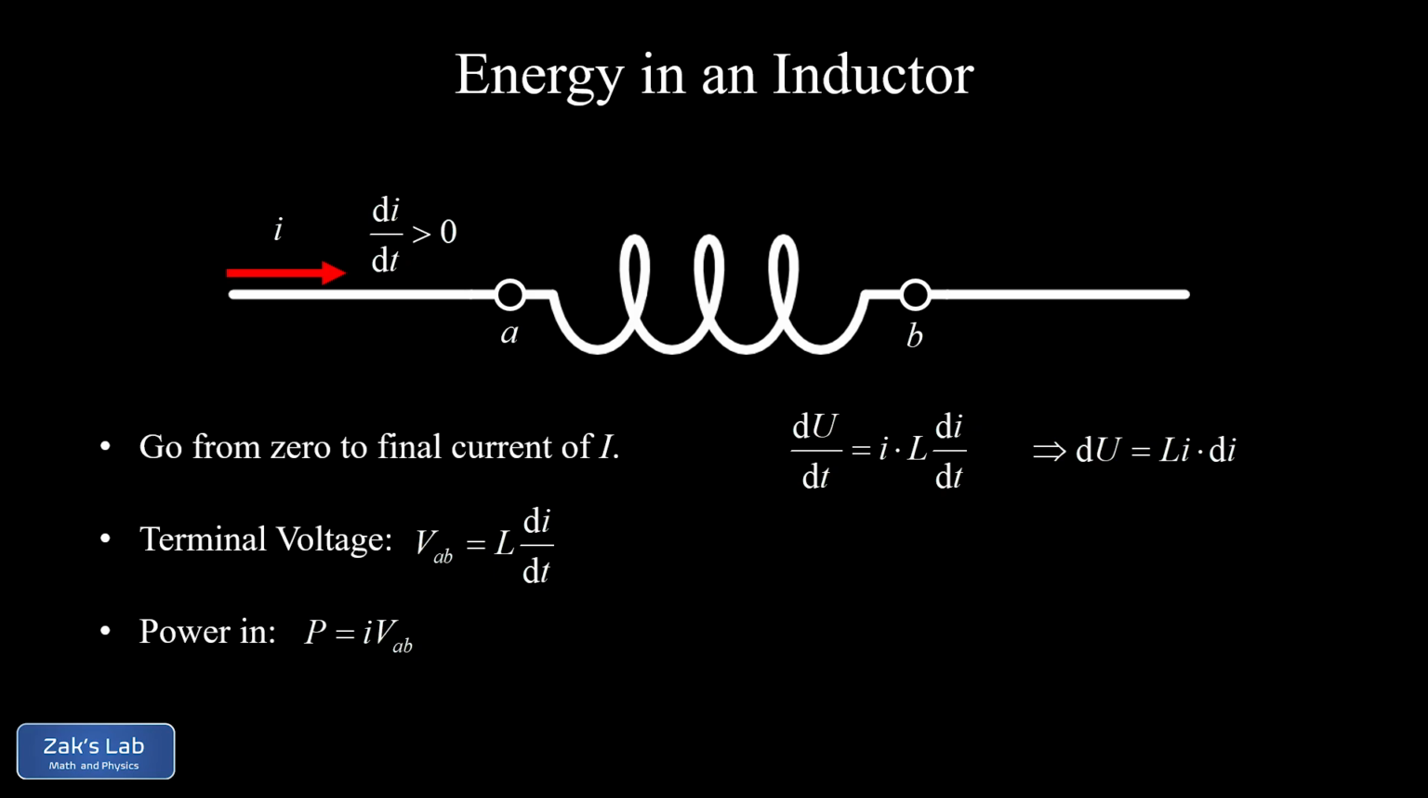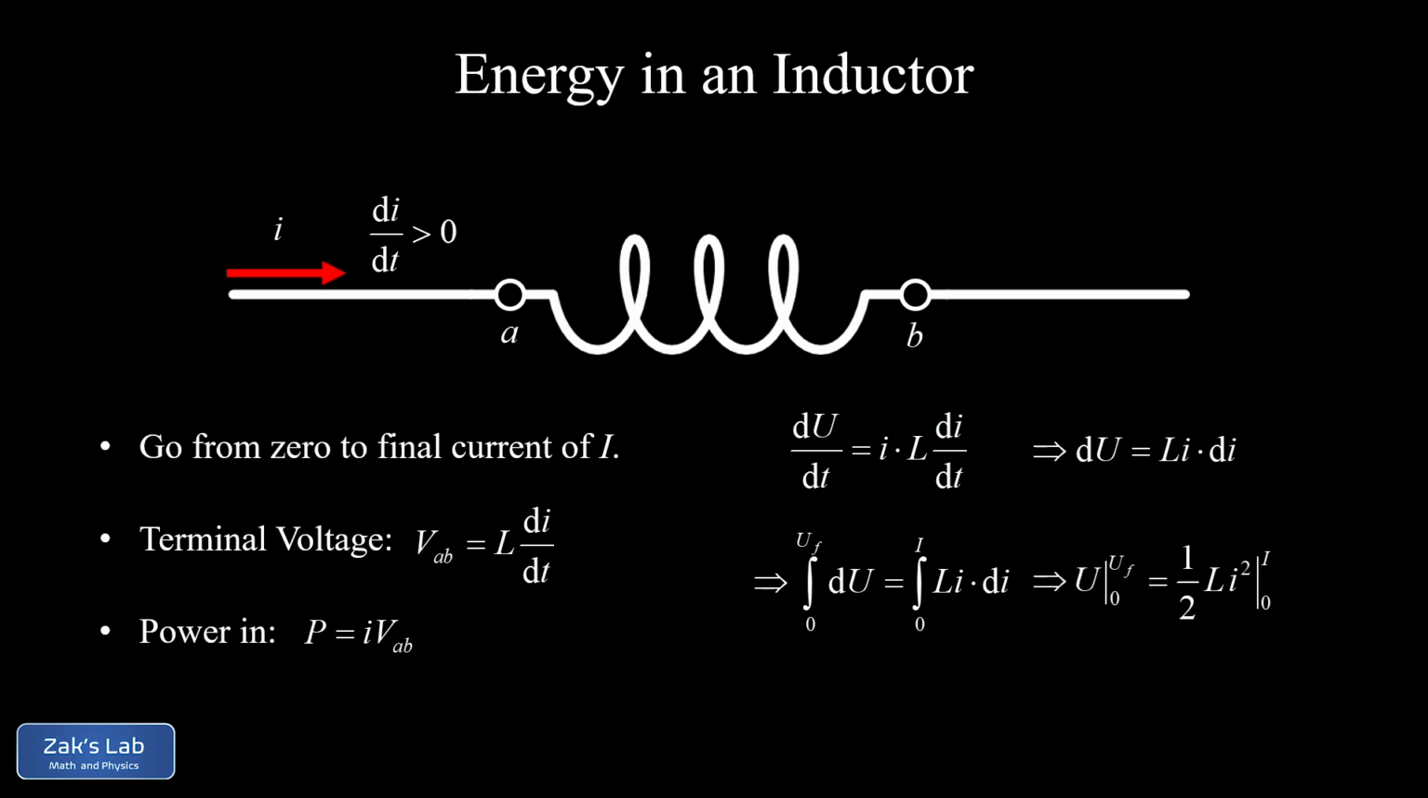So we can sum up all these increments by integrating on both sides. And on the left side, for the energy integral, I've integrated from a starting value of 0 to a final value that I called U final. And on the right side, for the current integral, I went from an initial value of 0 to a final value of big I. So we go ahead and get antiderivatives here.